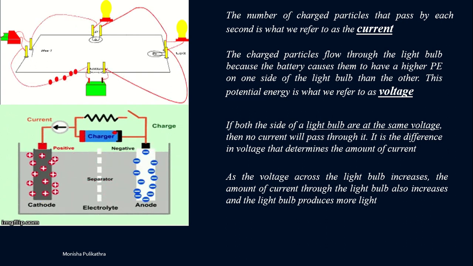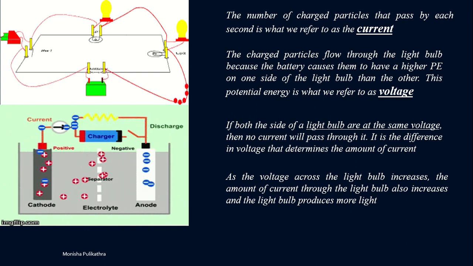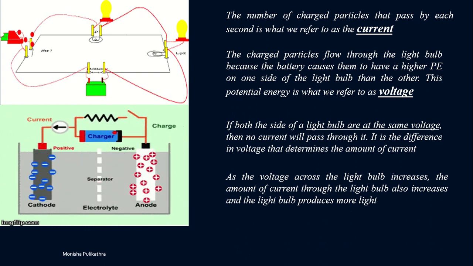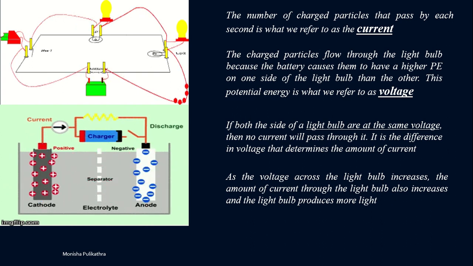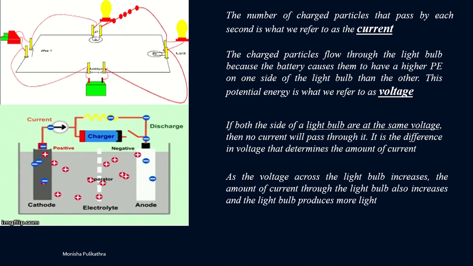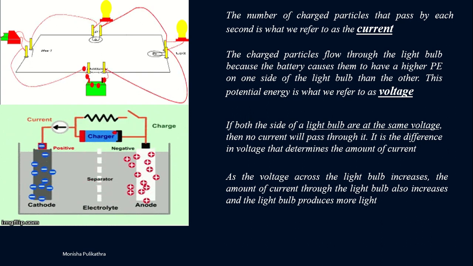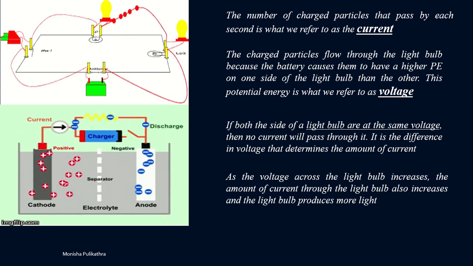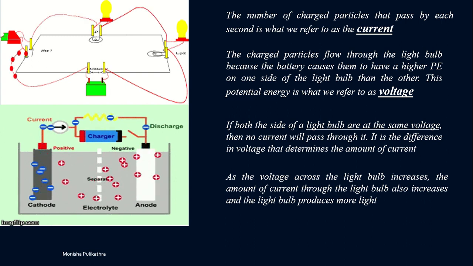The charged particles flow through the light bulb because the battery causes them to have a higher potential energy on one side of the light bulb than the other. There should be some difference. If the voltage is the same, there will be no current. So this potential energy is what we refer to as voltage. Voltage is the potential difference which makes the electrons flow, thereby causing the bulb to glow.